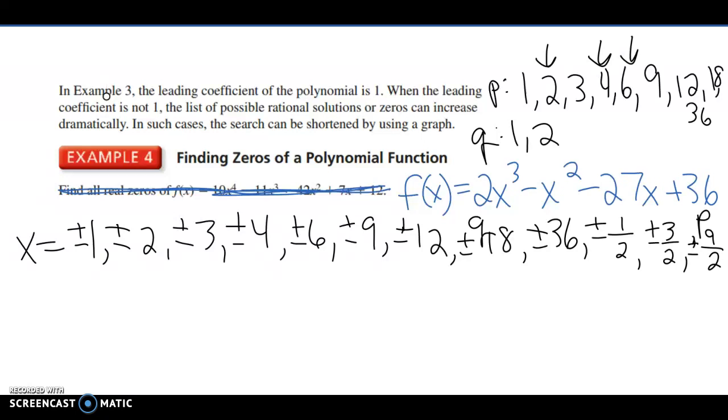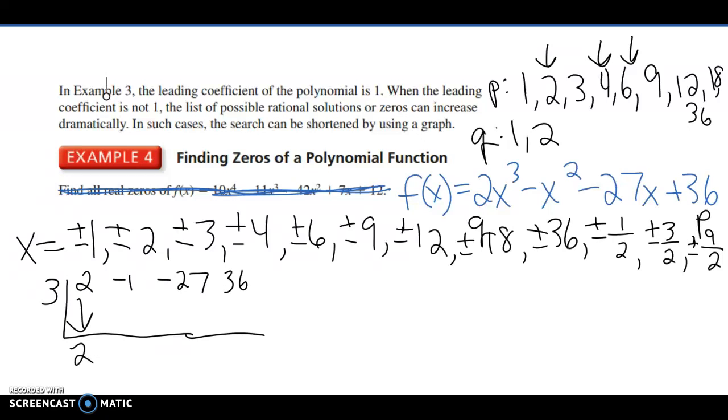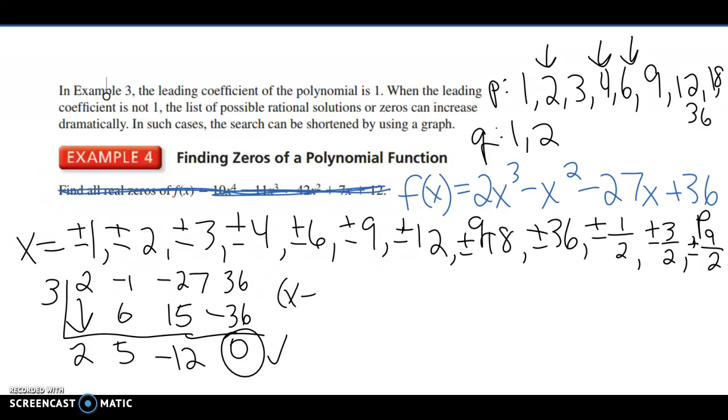Now, I'm going to pick a test point that works, so I'm going to pick 3. It might take you a few tries to pick one here, but we're going to help you to pick those points. So then I write my coefficients, and I bring my number down and use synthetic division to see if 3 is a factor. And we can see that 3 is a factor, which means x minus 3 is a factor here, and 3 is going to be one of the zeros.